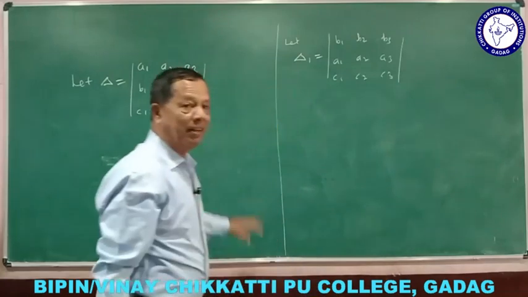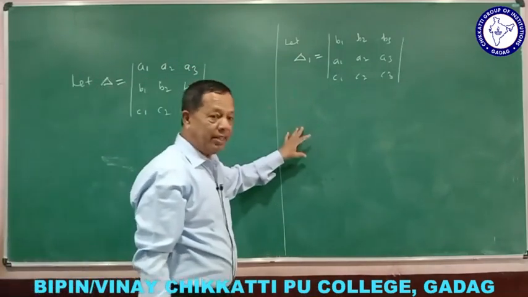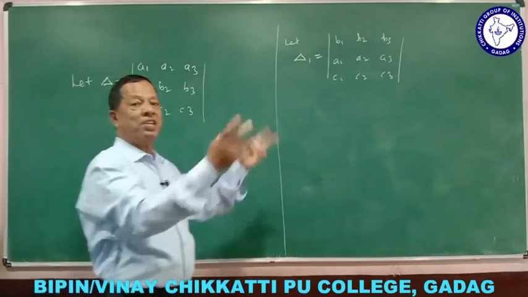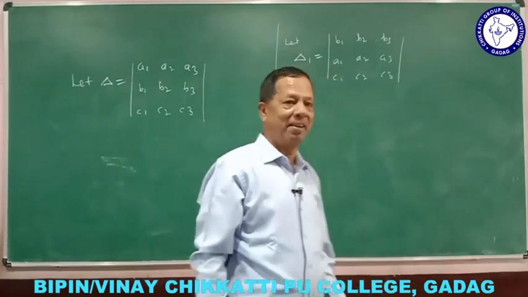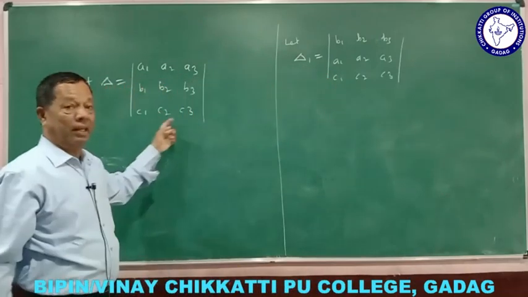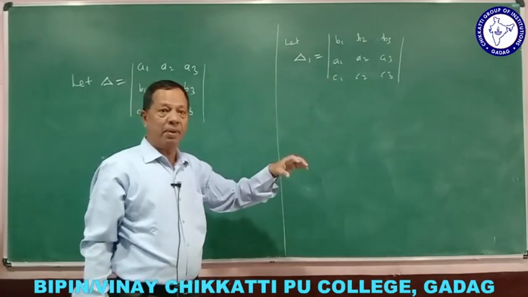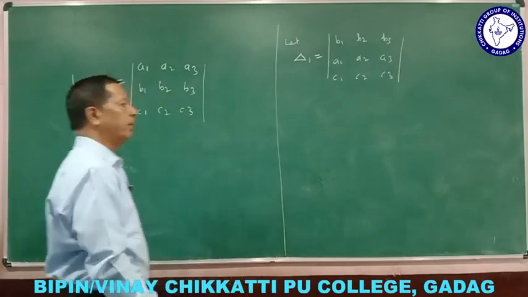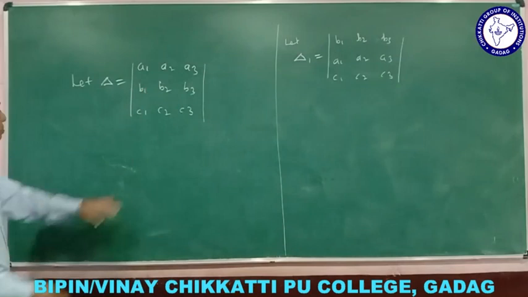So, understood here? Delta is the determinant. Delta 1 is the determinant formed from delta in which first and second rows are interchanged. You know, delta means this. What is delta 1? Delta 1 is the determinant which is formed from delta in which first and second rows are interchanged. So shall I expand this?